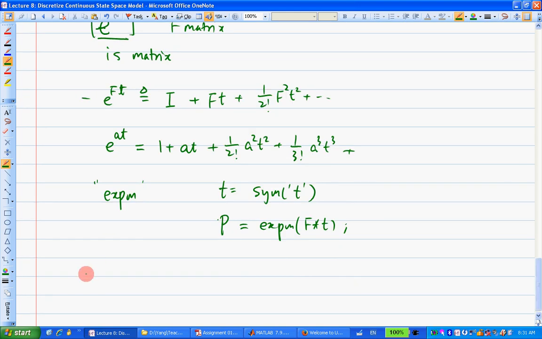The other property is when you take a derivative of this guy here. If F is a constant, what's the derivative of this guy? It's this, right? If F is a constant. So if F is a matrix, it's the same result. Same thing.